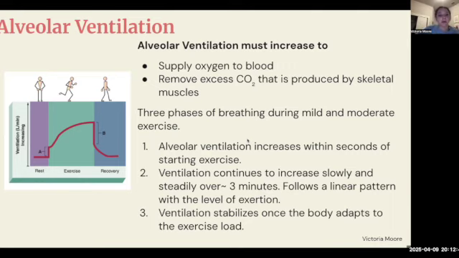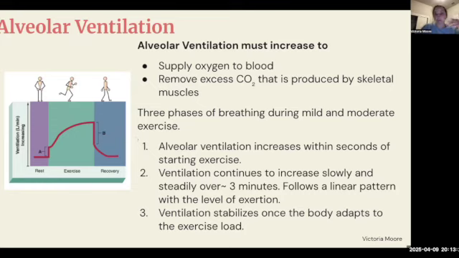The body increases ventilation mainly by breathing deeper, which is called tidal volume, as we know. During heavy exercise, both depth and rate will go up. Tidal volume during exercise is usually 60% of your vital capacity, and your breathing rate can reach up to 30 breaths per minute. So there are 3 stages of breathing during mild and moderate exercise. Keywords right there, mild and moderate. This diagram demonstrates the 3 different phases.